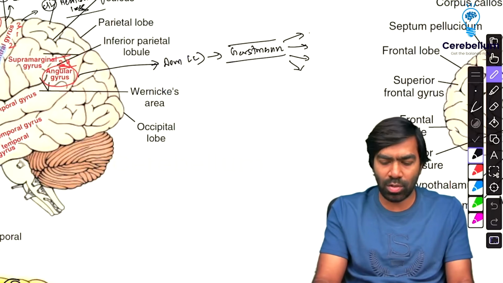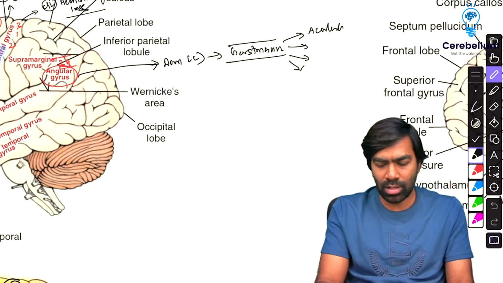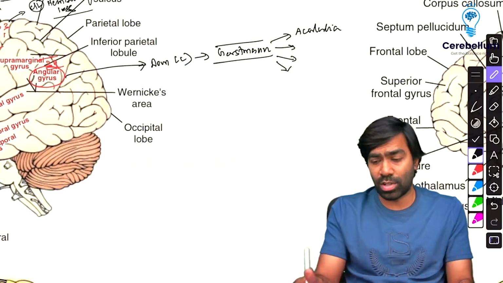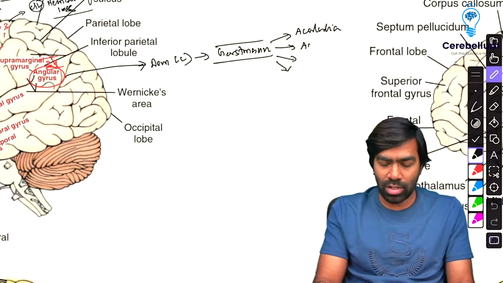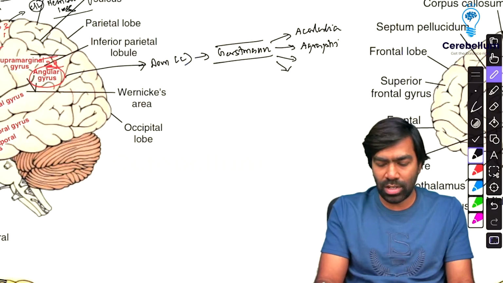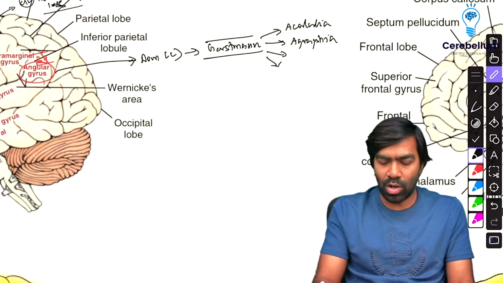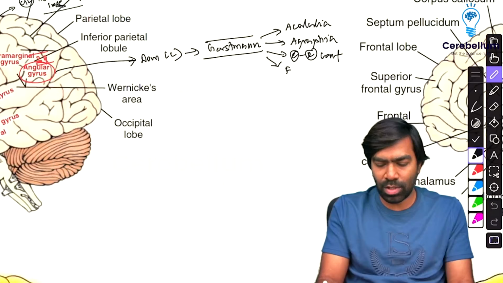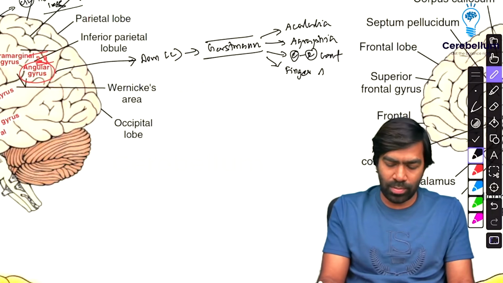That's the reason patients are going to present with acalculia, because calculation is a very important function of the parietal lobe, and patients can result in agraphia, difficulty in writing, and patients can result in something called left-right confusion. Last but not the least, they will have something called finger agnosia.